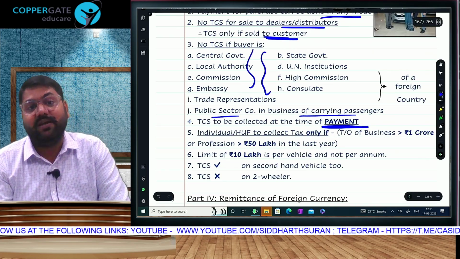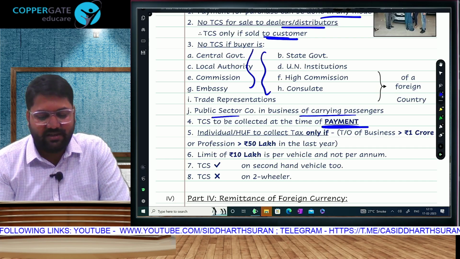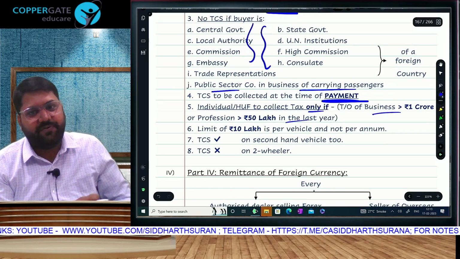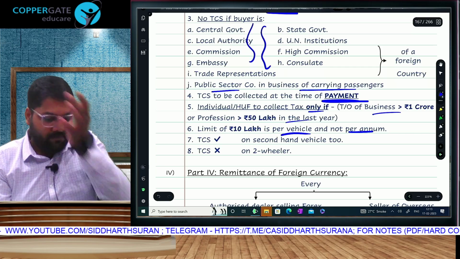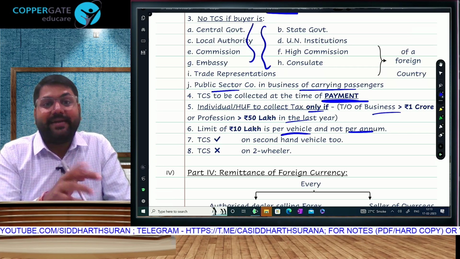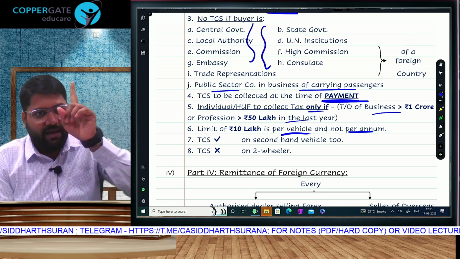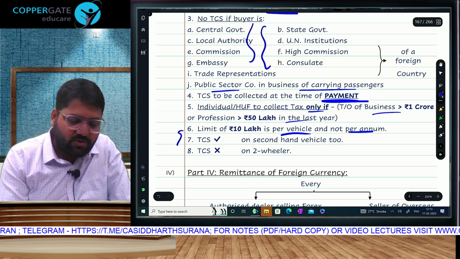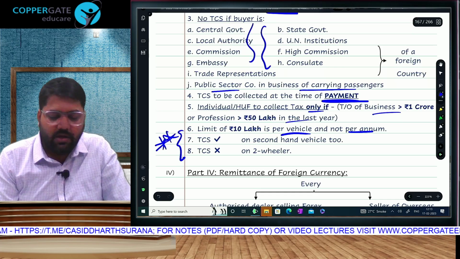This TCS will come only at the time of payment. वैसे भी they take full advance only. The saying whichever is earlier का कोई मतलब भी नहीं है. Individual HUF only if the turnover, वही same hot favorite, exceeded this much amount. Limit is per vehicle and not per annum. मतलब you buy 8 lakh का car, then there will be no TCS on that. Okay, but if you buy one car of 16 lakh, then there will be TCS. And these last 2 points are opinion of professor, handsome professor का opinion है.